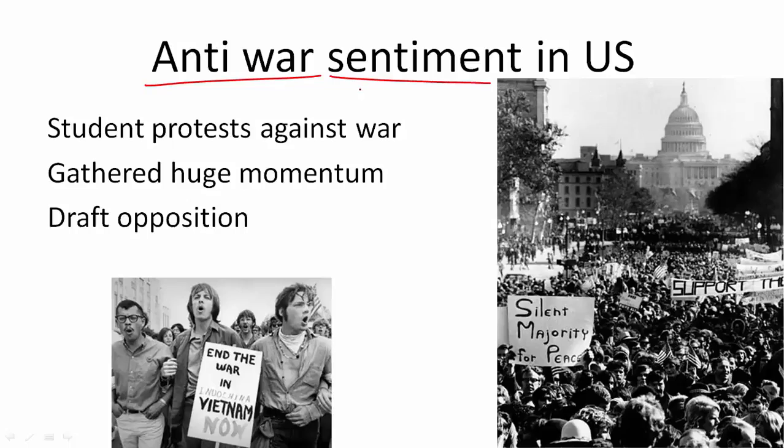So this anti-war sentiment led to many protests. Students were protesting all over the country in the campuses. There were huge rallies in Washington DC. You can see here in front of the Capitol building. This anti-war sentiment gained momentum. Also, people opposed the draft.